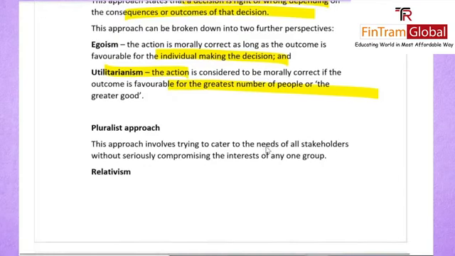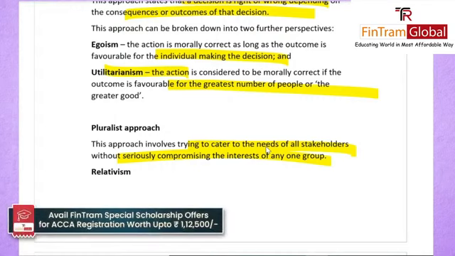You have a pluralist approach. Here basically you are trying to cater to the needs of all stakeholders without seriously compromising the interest of any particular group. So, if you are making a decision, you will see how you can cater to the needs of the stakeholders. So, how did we talk about this?